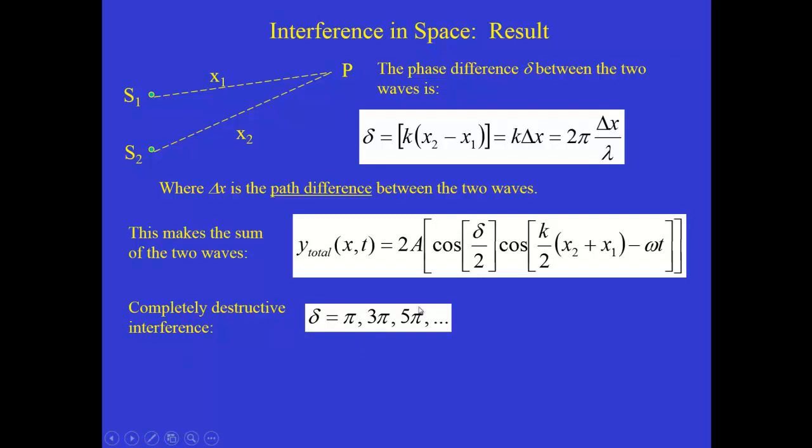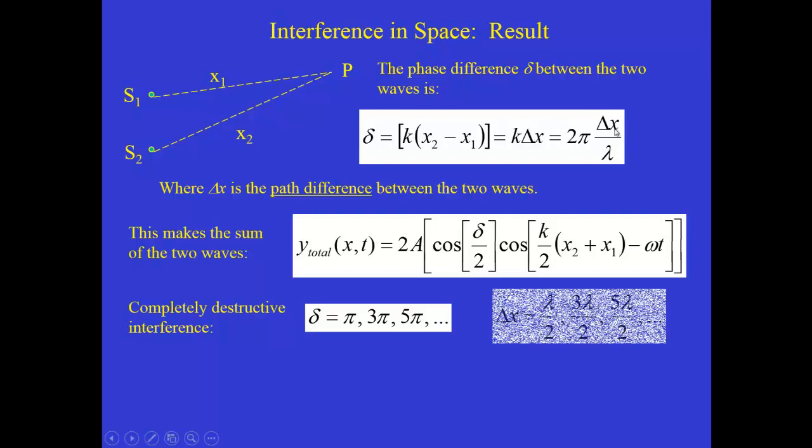Now let's express this going back to the definition of delta up here. If delta is 2 pi delta x over lambda, for each of these values of delta, I can solve for the path difference, delta x. So for example, if delta is equal to pi, then delta x will be equal to lambda over 2, just solving that equation for delta x. If delta is 3 pi, then delta x is 3 lambda over 2, and so on.